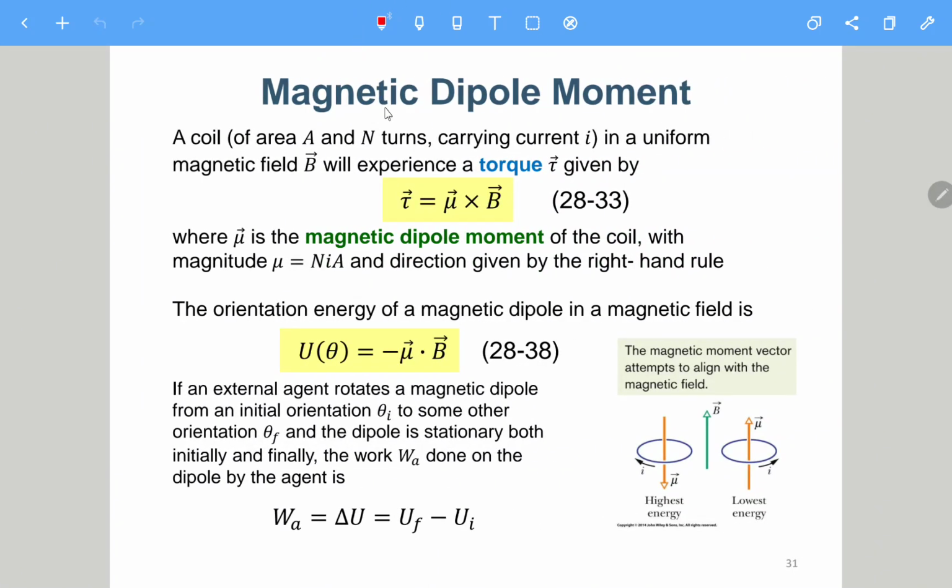Okay, so here we talk about a coil in a uniform magnetic field will experience a torque given by tau equals mu cross B, just as I mentioned. Here mu is NIA, and A can be a vector. The direction of A follows the right hand rule, according to the direction of the current. So we have tau equals mu cross B, similar to what we got for the E field.